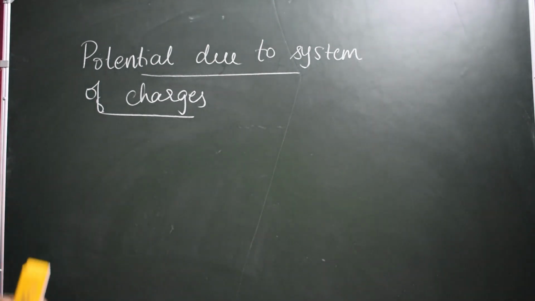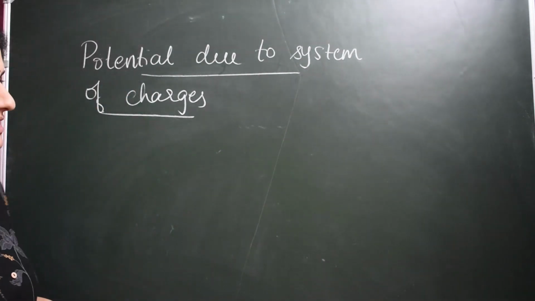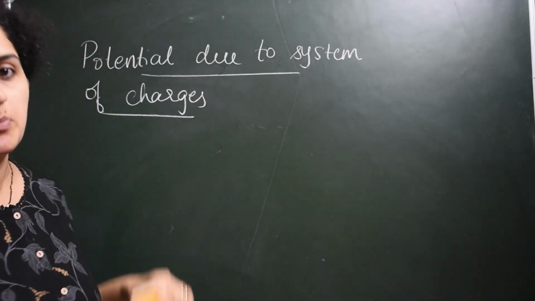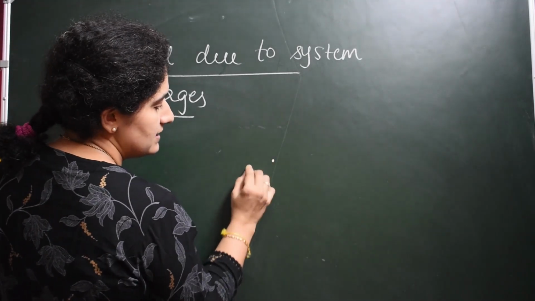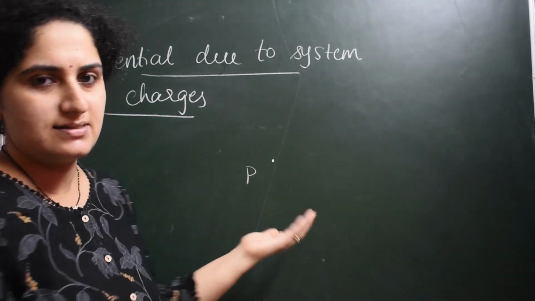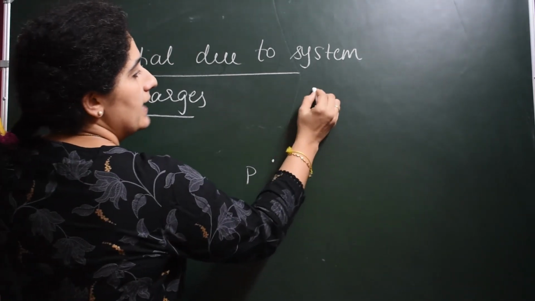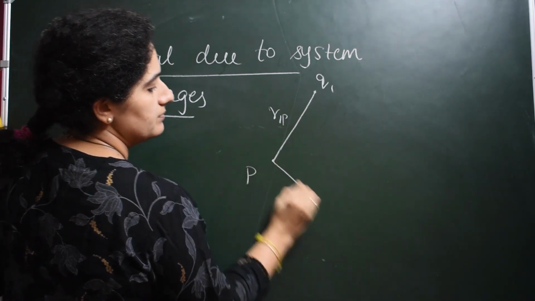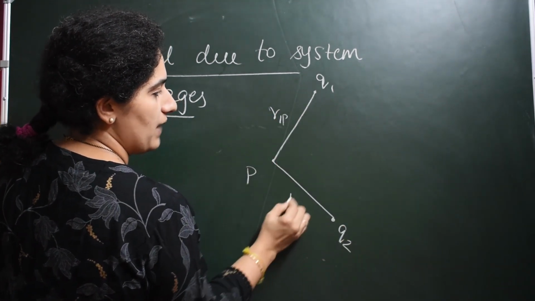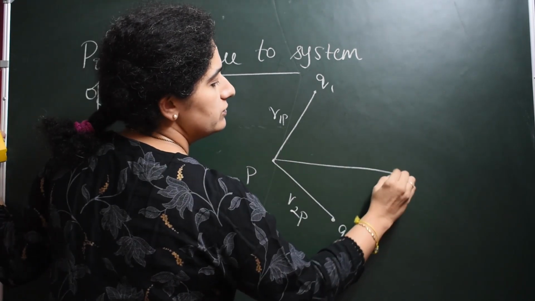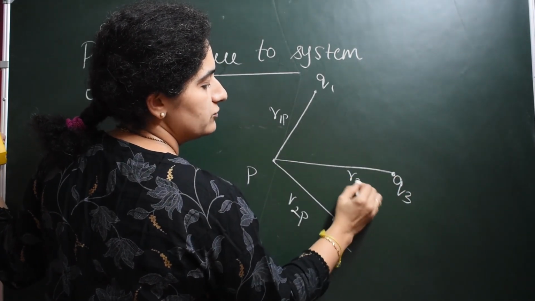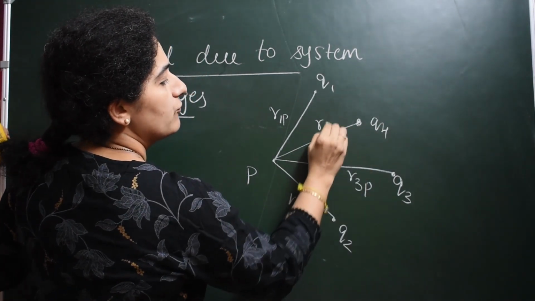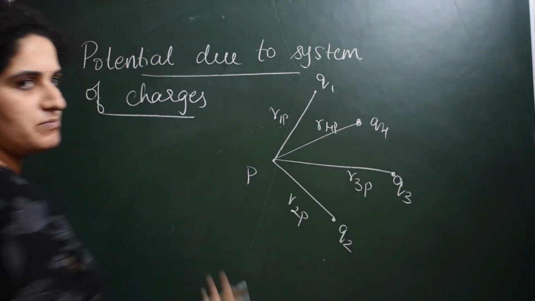Here you need to consider different point charges which are located at distances of say R1, R2, R3 and so on from the point P. Consider this as the origin. Instead of origin, let us take it as point P and say that this is Q1 at a distance of R1P, Q2 at a distance of R2P, similarly Q3, R3P, Q4, R4P. Like that you can consider any number of charges.